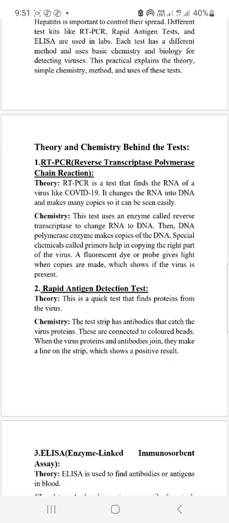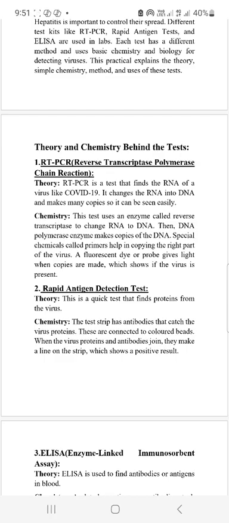The chemistry behind this test is that it uses the enzyme called reverse transcriptase. This enzyme, reverse transcriptase, helps to change RNA to DNA. Then the DNA polymerase enzyme makes copies of the DNA and we can see them easily.